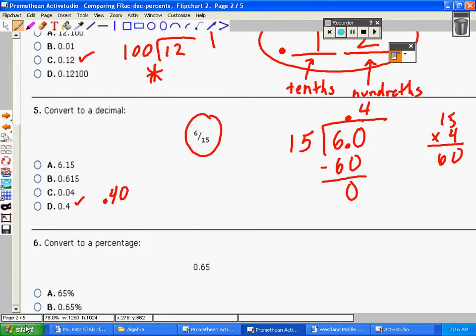Next, convert to a percentage. All right, so this is when we have a decimal and we're trying to get it into a percent. This is also one of the easier ones because to convert a decimal to a percent, all you have to do is multiply by 100. And when you multiply decimals by 100, we're just going to move the decimal place twice to the right. So it's 65%.